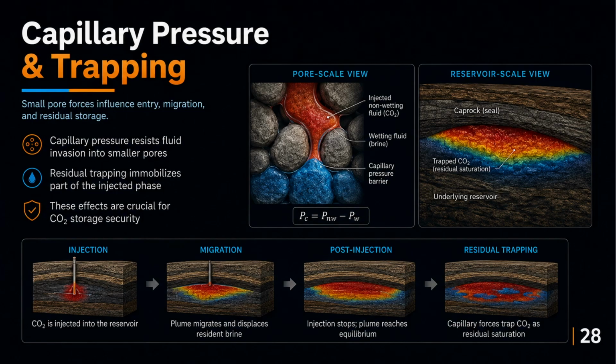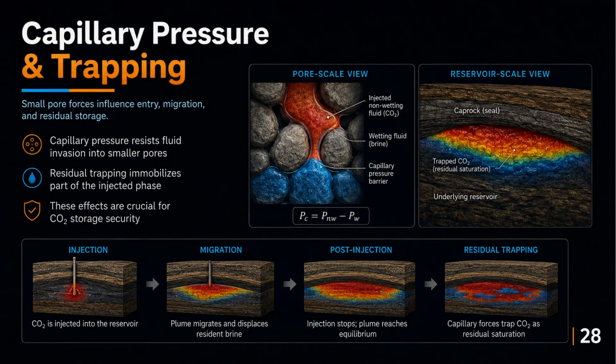For underground hydrogen storage, capillary pressure and wettability also influence gas distribution, recovery, and retention. In geothermal or water injection systems, capillary effects may be less visually obvious at field scale, but they still influence multi-phase displacement.